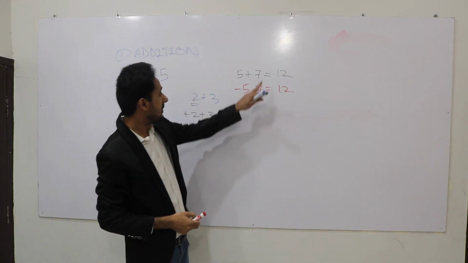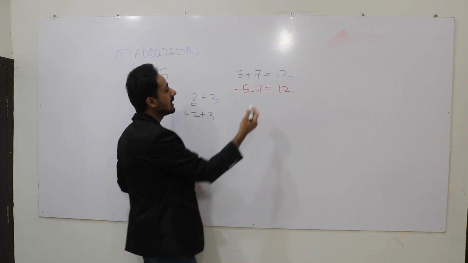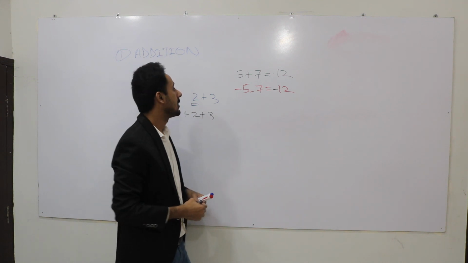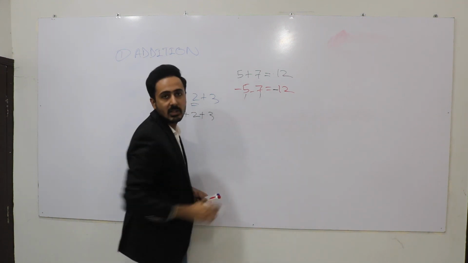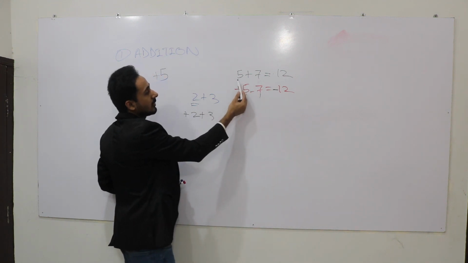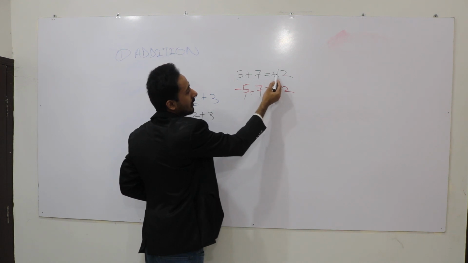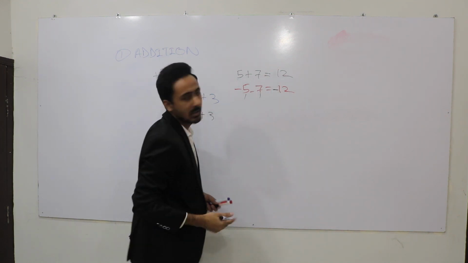But what is the difference in these both equations? Here we will put a negative sign. Why? Because the terms which we added were negative, so the answer will also be negative. Here the terms we added both were positive, so the answer will also be positive. Write or don't write, it's understood.